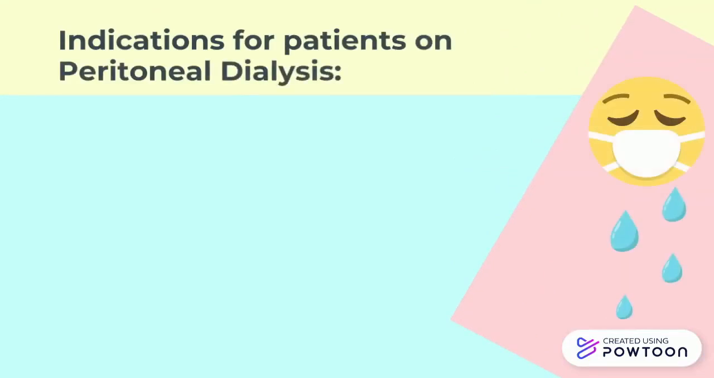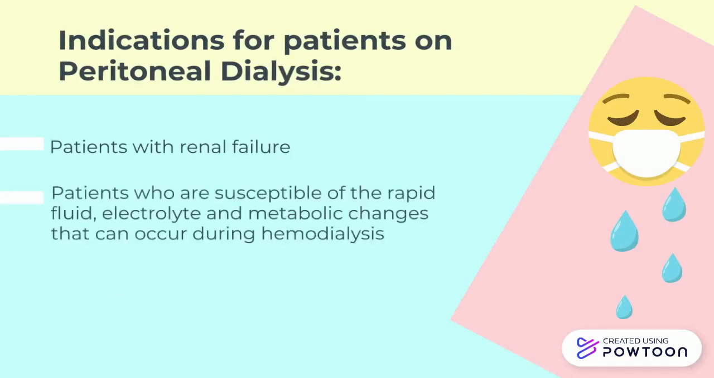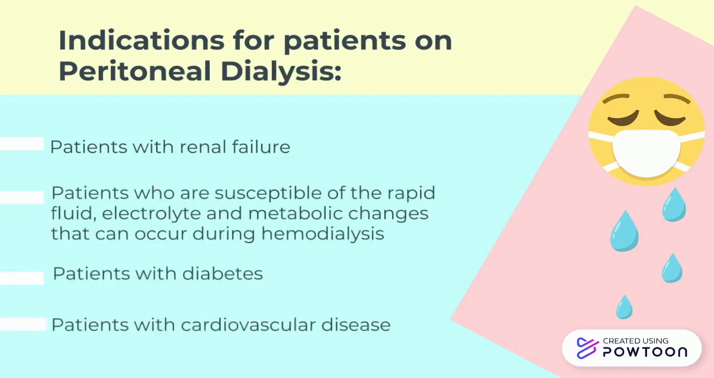Indications for patients on peritoneal dialysis. First, patients with renal failure, patients who are susceptible to the rapid fluid, electrolyte, and metabolic changes that can occur during hemodialysis, patients with diabetes, and patients with cardiovascular disease.